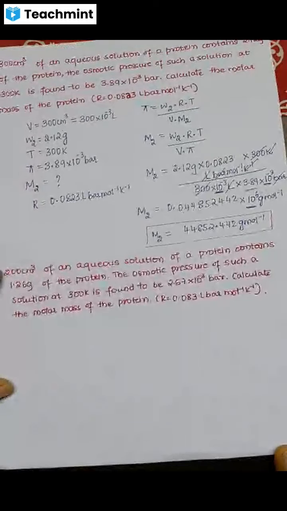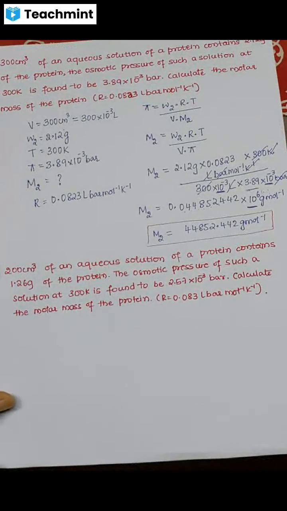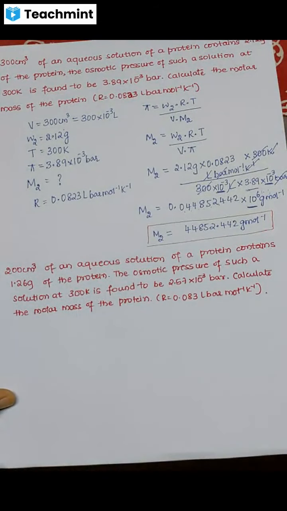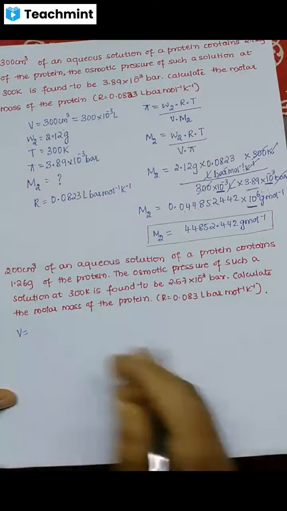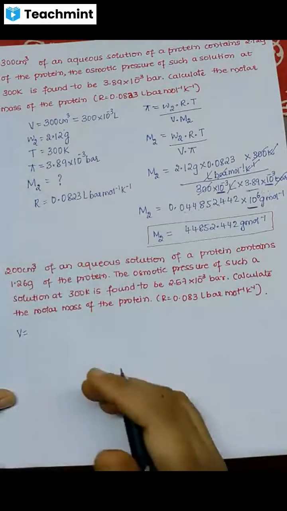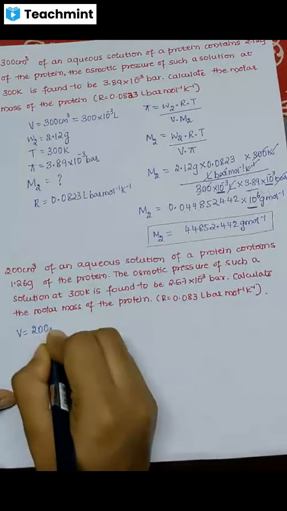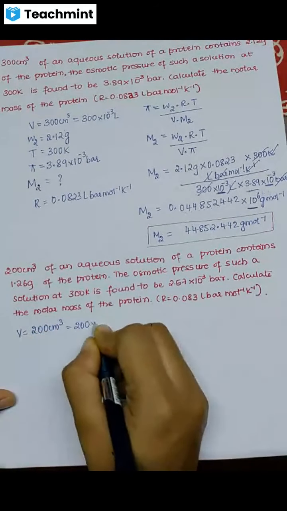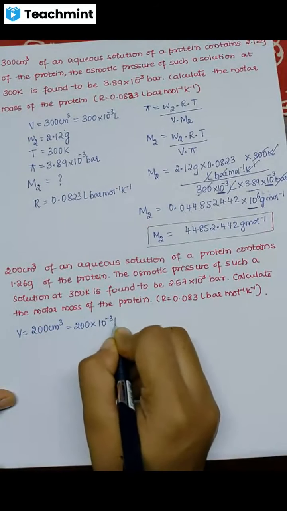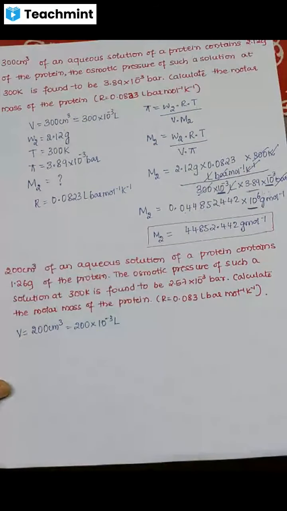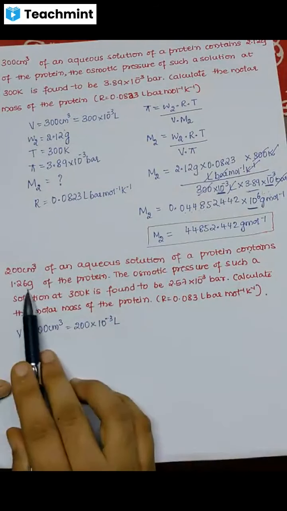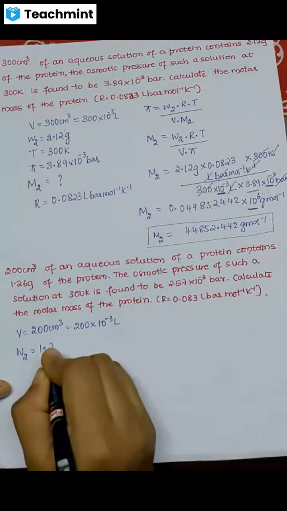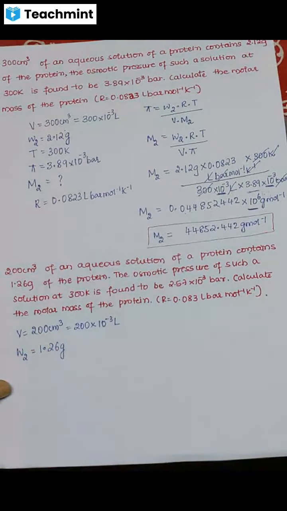What is given in the next question? 200 centimeter cube of an aqueous solution of protein. So that means the volume of the solution is given. It is equal to 200 centimeter cube. We know that the volume should be in terms of liter, so it is 200 into 10 to the power minus 3 liter. Then next, it contains 1.26 gram of protein. That itself becomes the mass of our solute, that is 1.26.